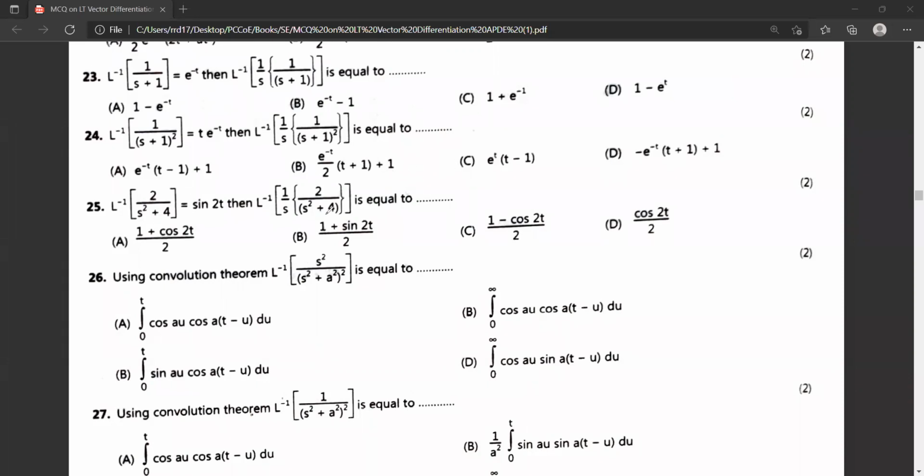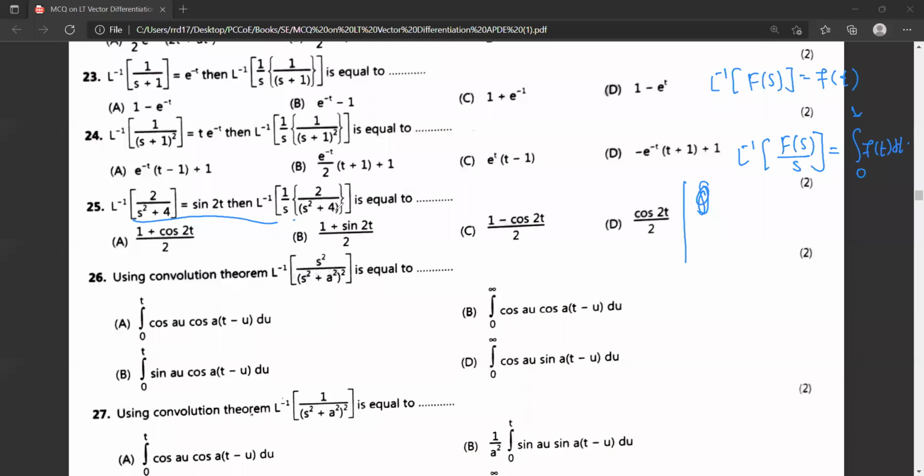So here it is like this one. They have given sin 2t, divided by 1 by s. Let me explain the property first. L inverse of f of s is equal to f of t. Then L inverse of f of s upon s is just equal to the integration from 0 to t of f of t dt. So this one is exactly the same type of question.